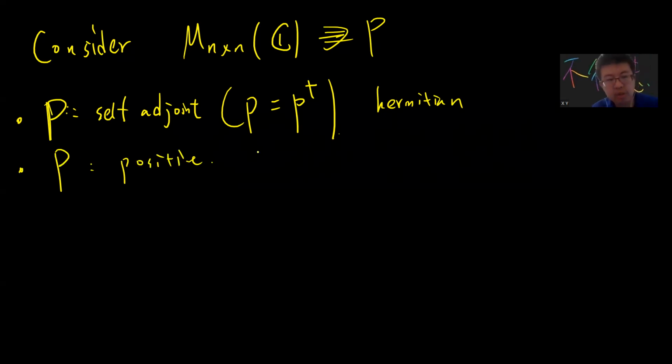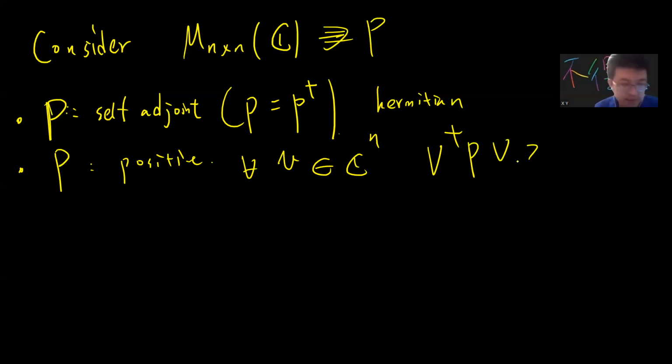Okay, so when I say P is positive, this is just the definition. If I say P is self-adjoint, it means that P is the same as P dagger, which is basically Hermitian. When I say P is positive, it means that for any v in C^n, v dagger P v, the conjugate transpose of v times P v, will be greater than 0. Okay.